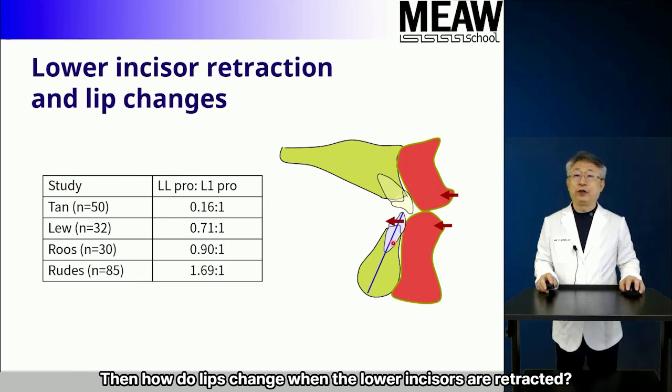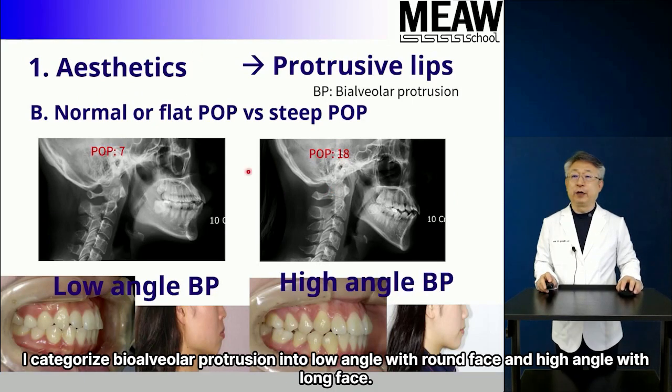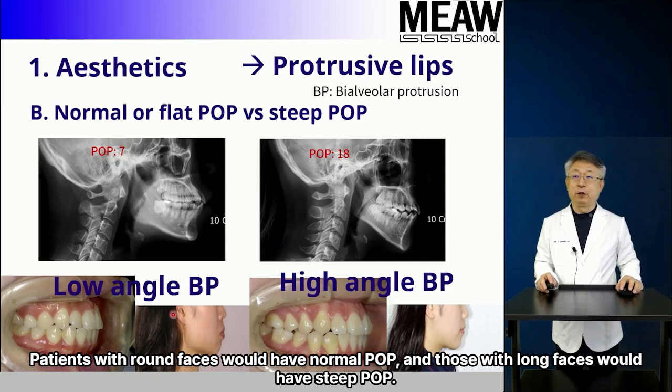Then how do lips change when the lower incisors are retracted? There have not been any significant results yet. I categorize bialveolar protrusion into low angle with round face and high angle with long face. Patients with round faces would have normal POP, and those with long faces would have steep POP.